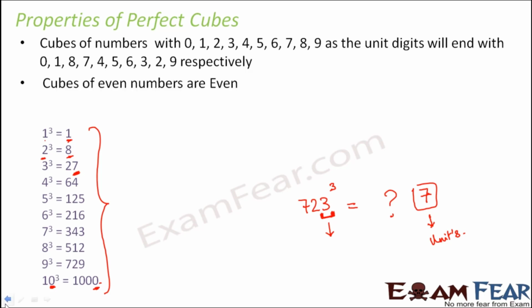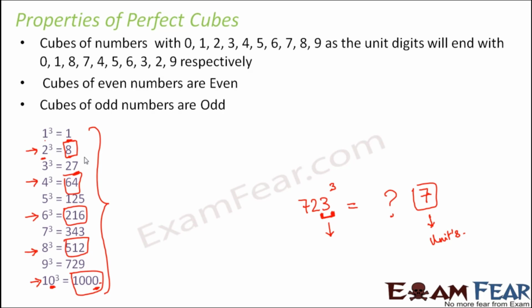Cubes of even numbers are even. This is another interesting thing. When you look at the pattern here, at least the first few perfect cubes, you would see that any number which is even, meaning the number which is completely divisible by 2, here the even numbers are 2, 4, 6, 8, 10. When you look at their cubes, the values are 8, 64, 216, 512 and 1000, and all of these are even again. So cubes of even numbers are always even. Similarly, cubes of odd numbers are odd. That's because numbers like 3, 5, 7, 9 are odd numbers and their cubes are also odd.